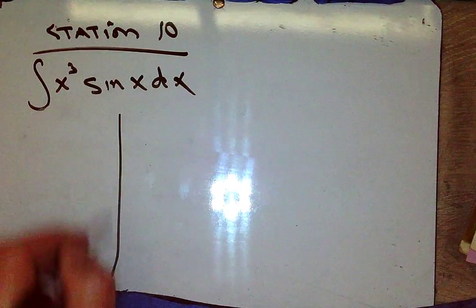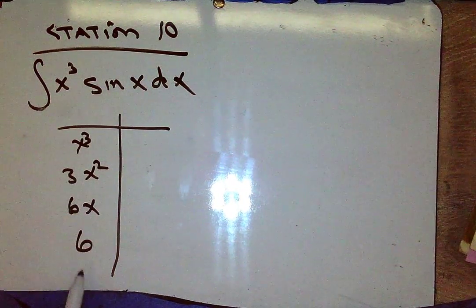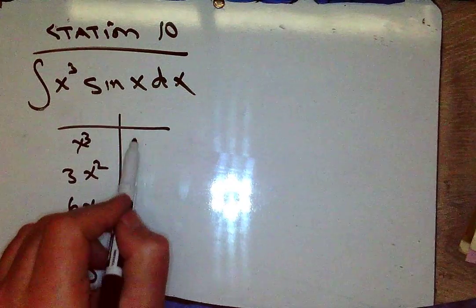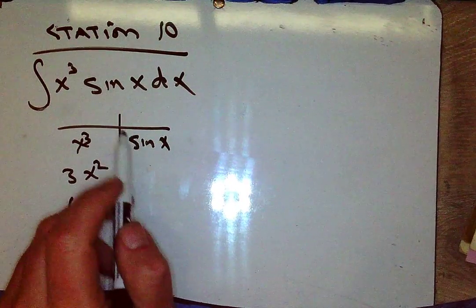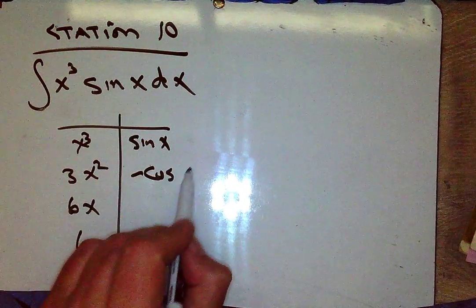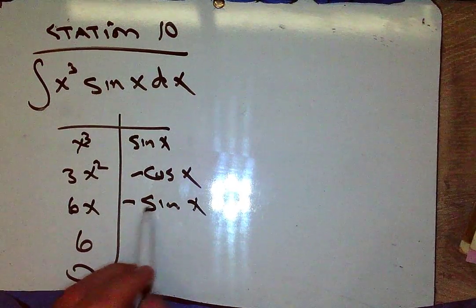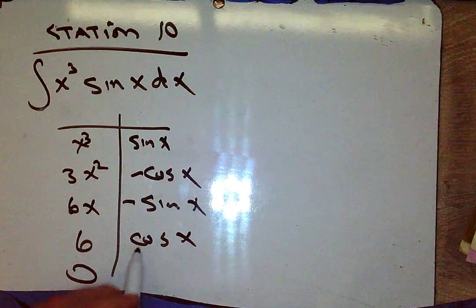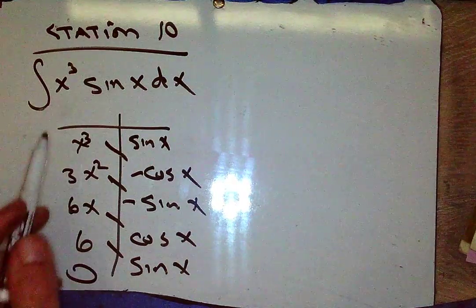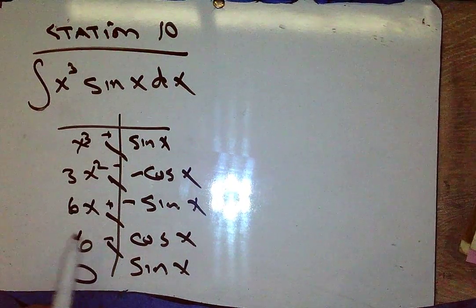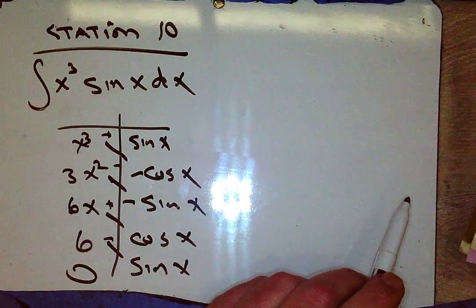So let's use tabular. X to the third, 3x squared, 6x, 6, 0. Here we've got sine x, not the derivative. I need the antiderivative of this. Negative cosine x. And the antiderivative of that. And the antiderivative of that. And the antiderivative of that. Plus, minus, plus, minus.